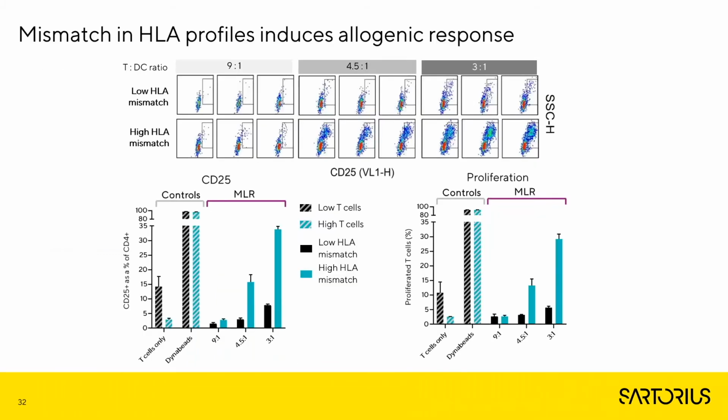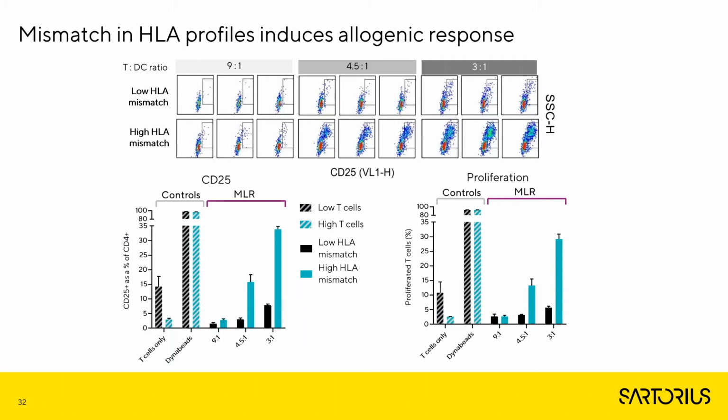So before we move into the case studies, I'm going to show a data set that exemplifies the importance of the donor HLA haplotypes on the level of T cell activation, as I started to introduce earlier. In this experiment, we took dendritic cells from one donor and co-cultured them with T cells from 2 different donors, and then after 5 days, analyzed cells using the T cell activation kit.